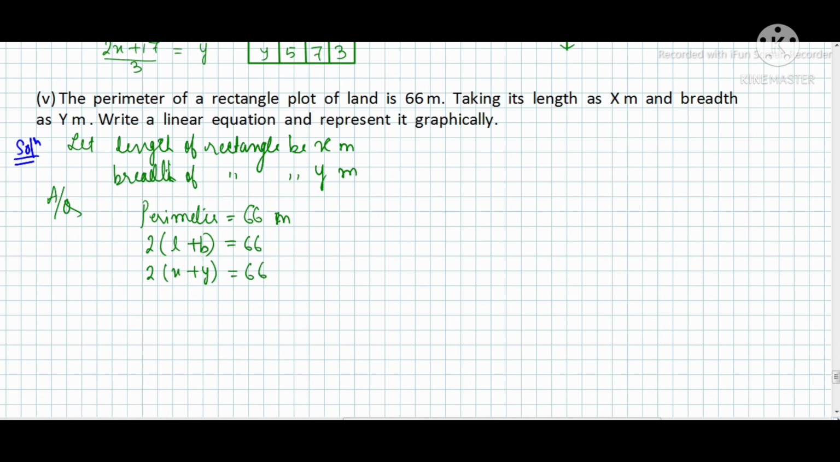Now dividing both sides by 2, it will be x plus y is equal to 33. So this is our linear equation. This is the required linear equation. Now I will transform this to a straight line equation. So it will be y equal to 33 minus x. Now I have to draw the table.